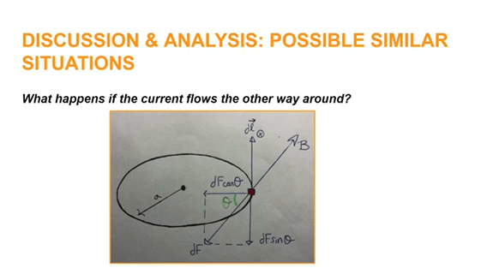Once the exercise is solved, we should ask ourselves about possible similar situations or possible variations of this exercise that could help us solve new ones in the future. It's quite interesting to wonder what would happen if the current flowed the other way around. In this case, the procedure to solve the exercise would be the same. However, as shown in the picture below, each force generated on each portion of the ring would point diagonally downwards. So again, all the forces in the x-axis would cancel each other, and the net force would point downwards.